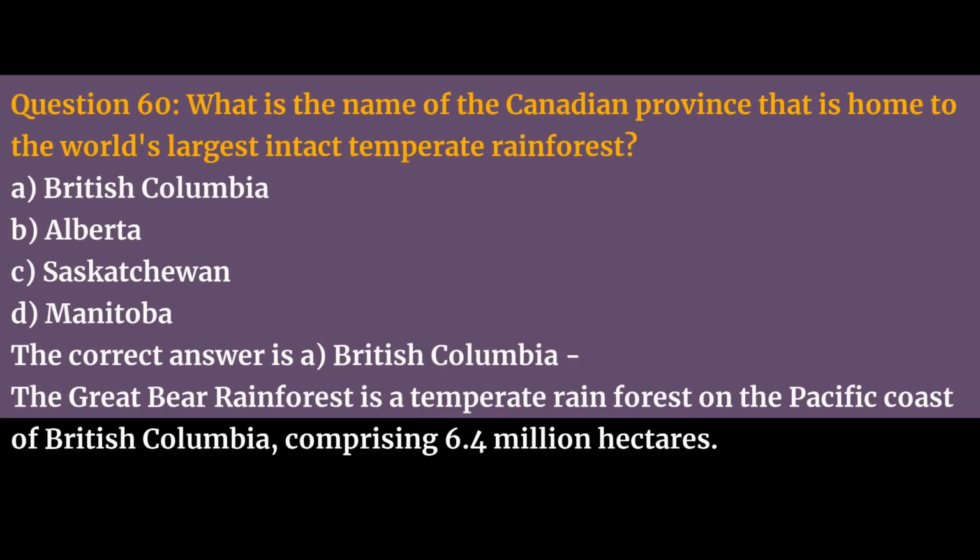Question 60. What is the name of the Canadian province that is home to the world's largest intact temperate rainforest? A. British Columbia. B. Alberta. C. Saskatchewan. D. Manitoba. The correct answer is A. British Columbia. The Great Bear Rainforest is a temperate rainforest on the Pacific coast of British Columbia, comprising 6.4 million hectares.